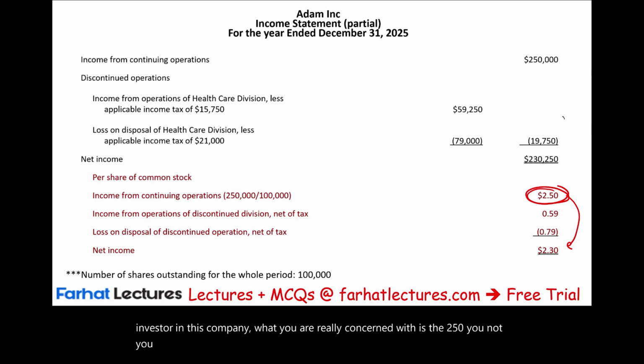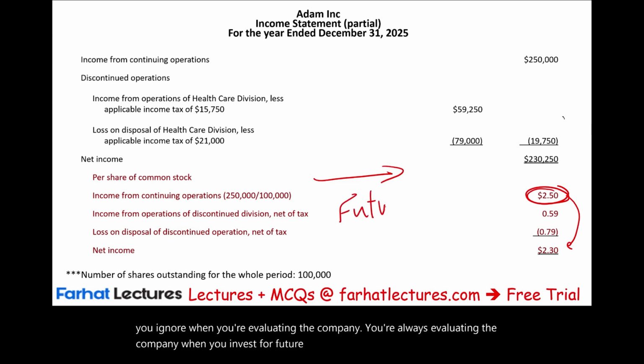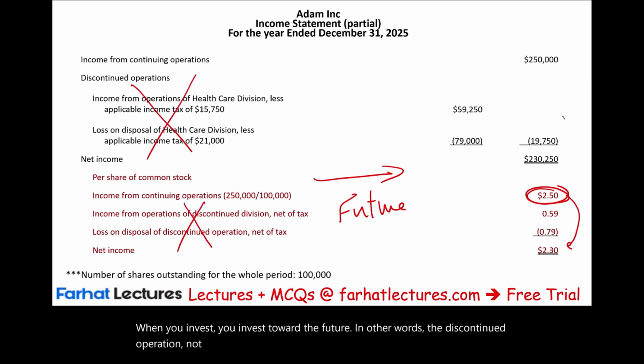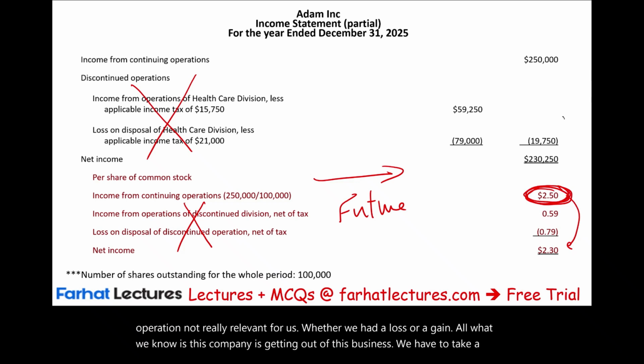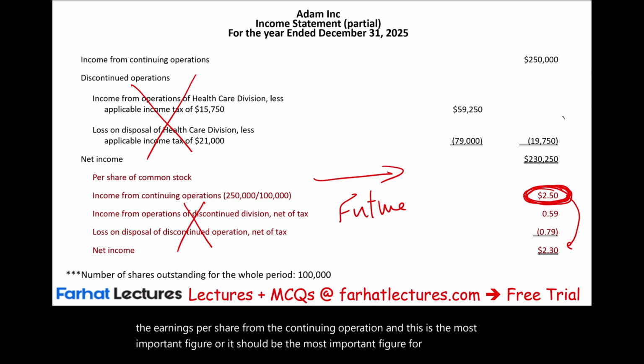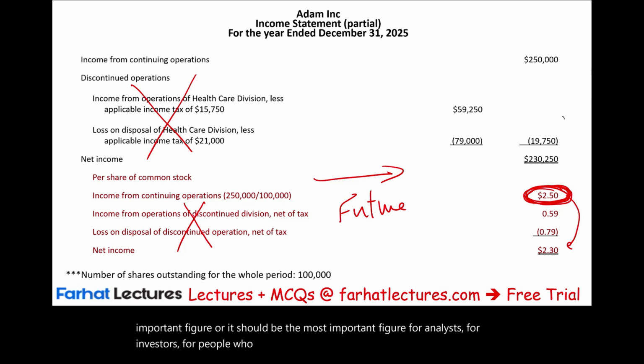When you're evaluating the company, you're always evaluating the company when you invest for future purposes. When you invest toward the future, in other words, the discontinued operation is not really relevant for us, whether we had a loss or a gain. All we know is this company is getting out of this business. We have to take a look at their earnings per share from their continuing operation. And this is the most important figure, or it should be the most important figure for analysts, for investors, for people who are trying to evaluate the company.